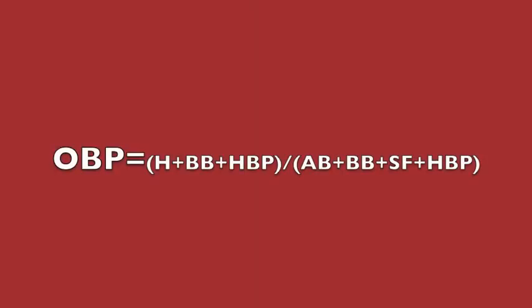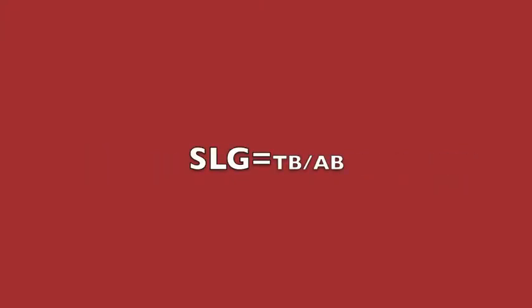Another common stat found nowadays is on-base plus slugging, or OPS. On-base plus slugging is found by adding together a player's on-base percentage and slugging percentage. On-base percentage is found by adding together a player's hits, walks, and times he was hit by a pitch, and dividing that by the number of at-bats, walks, sacrifice flies, and times he was hit by pitches. Slugging percentage is found by taking the total number of the bases a player hit for in a year, and dividing that by the number of at-bats he had that year.